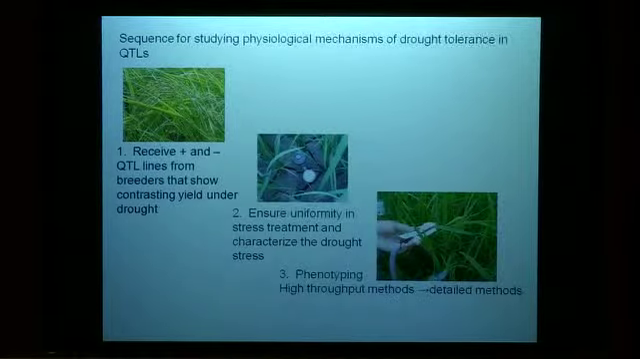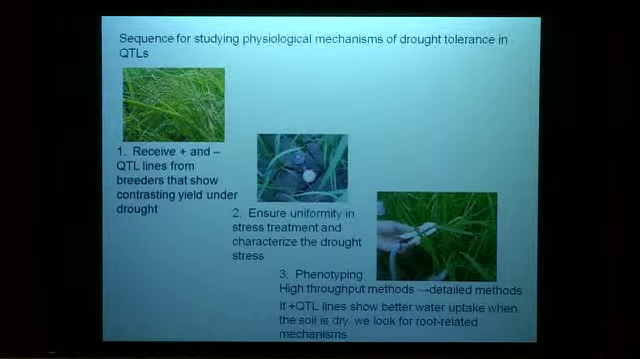And then finally, we start working on phenotyping. Our strategy is to go from using high throughput methods, then get more and more detailed depending on the direction that our initial results are pointing to. So for example, if the QTL lines are showing better water uptake when the soil is dry, then we look for root-related mechanisms.